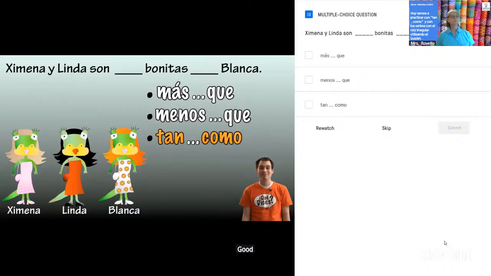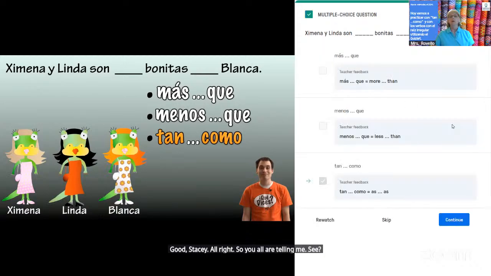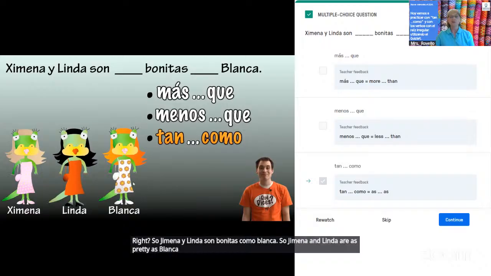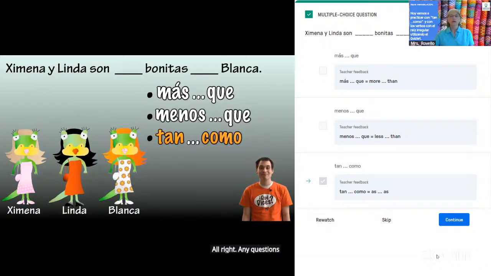Good, Heaven. Good, Arshis. Stacy or Dallas, what do you guys say? Good, Stacy. All right. So you all are telling me C? Right. So Jimena y Linda son tan bonitas como Blanca. So Jimena and Linda are as pretty as Blanca. As pretty as Blanca. All right. Any questions, you guys? Any questions?